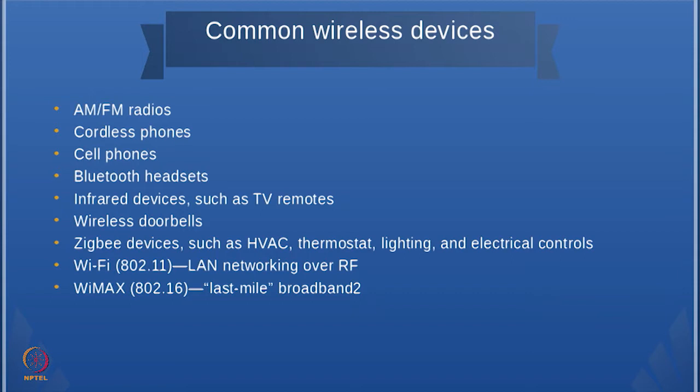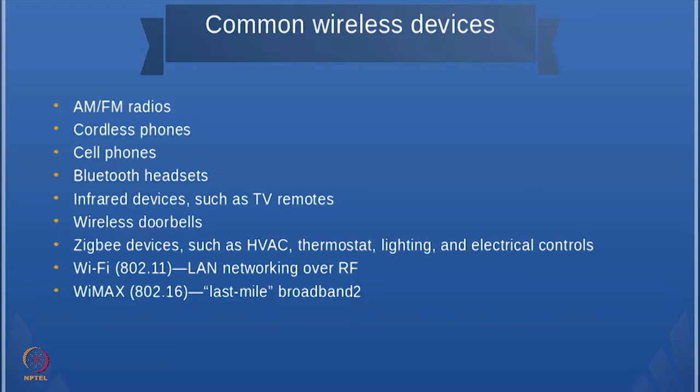Another thing you should know is that previously, for acquiring data from Ethernet, you could just have a tap and get the data, but here you have to connect another device to your machine and then scan what is there and get whatever data is going through the wireless networks. There are many common wireless devices like AM, FM radios, cordless phones, cell phones, Bluetooth, etc. And there are also Zigbee devices, which are used for high voltage air conditioning and thermostats, lighting, electric controls, I mean short distance communication.